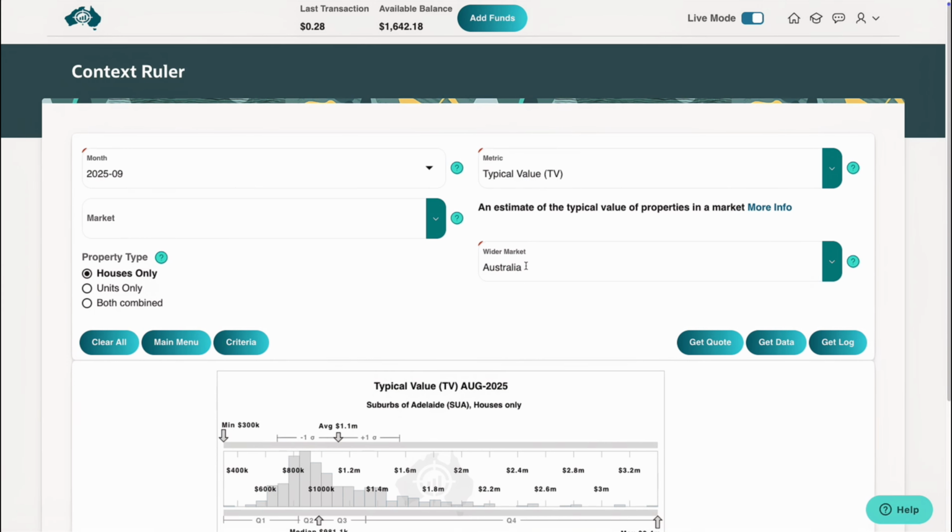The wider market is defaulted to Australia, but you can choose any other macro geography like a state, a city, local government area, or even just a postcode. Pick what property type the data is for. The default is houses. And there you have your criteria.